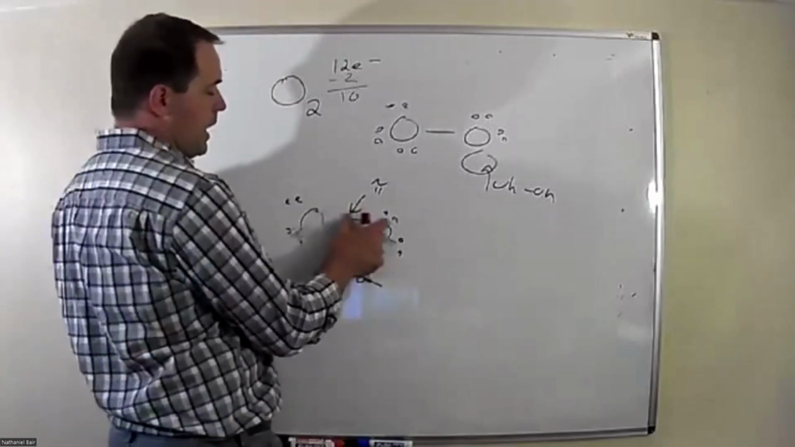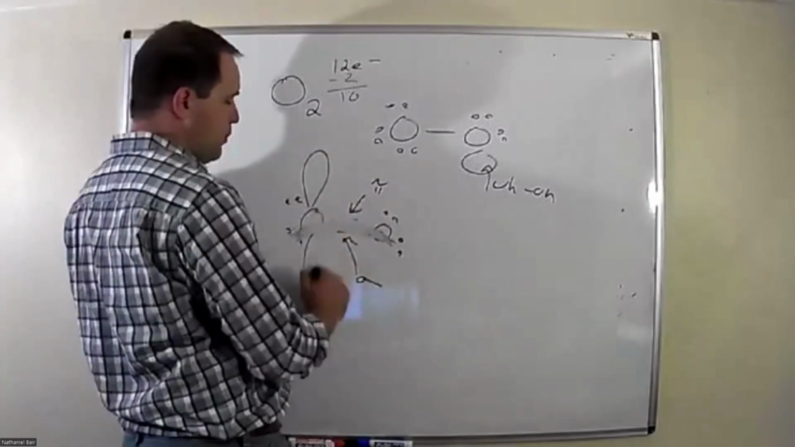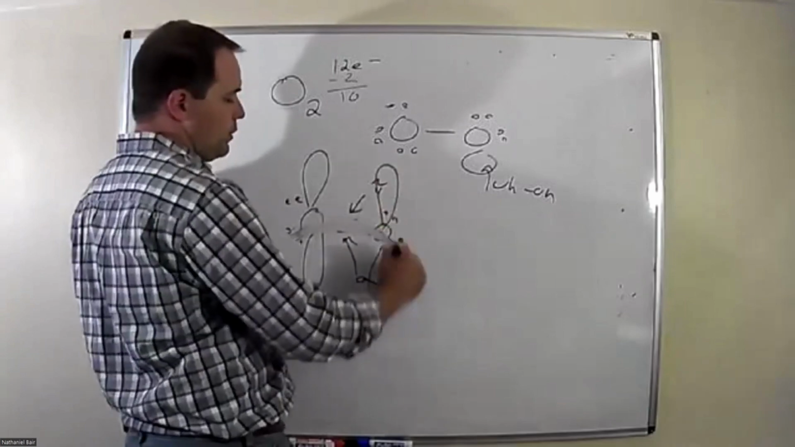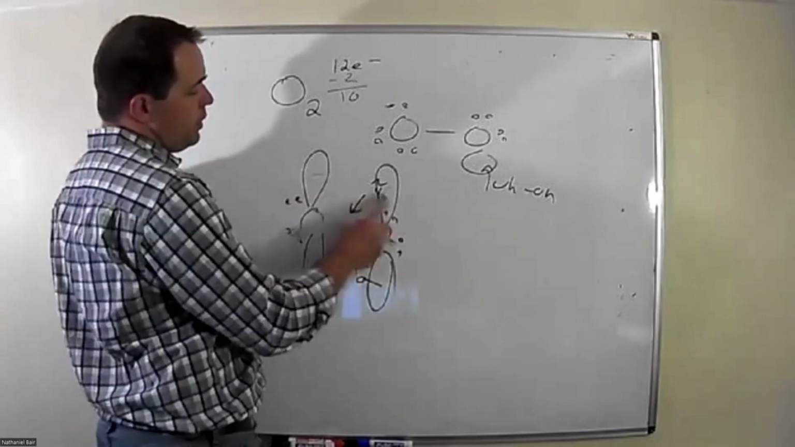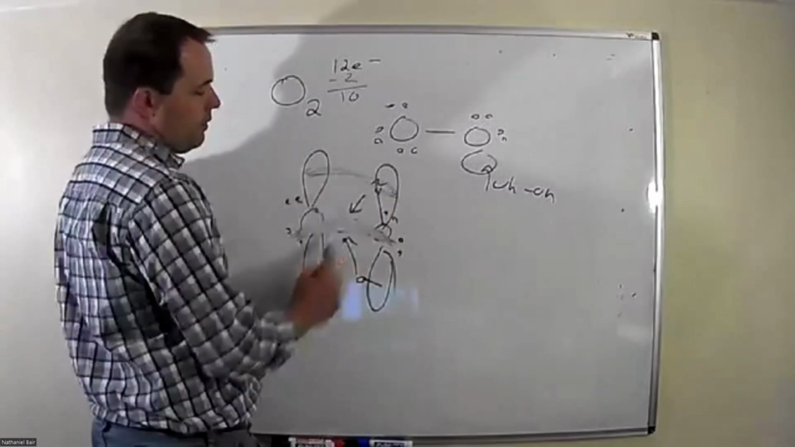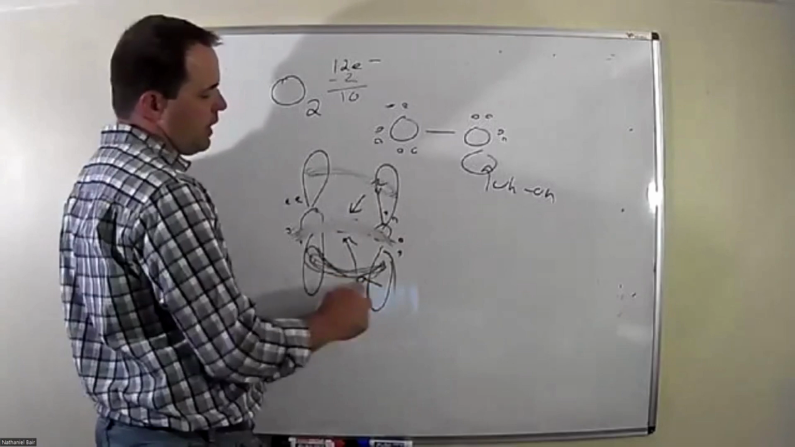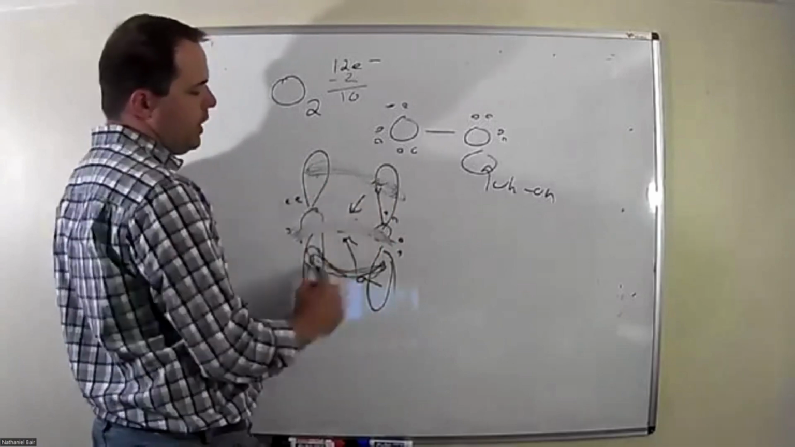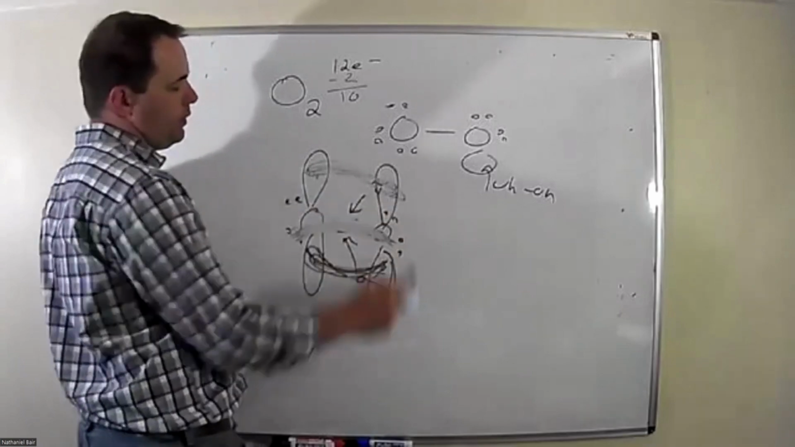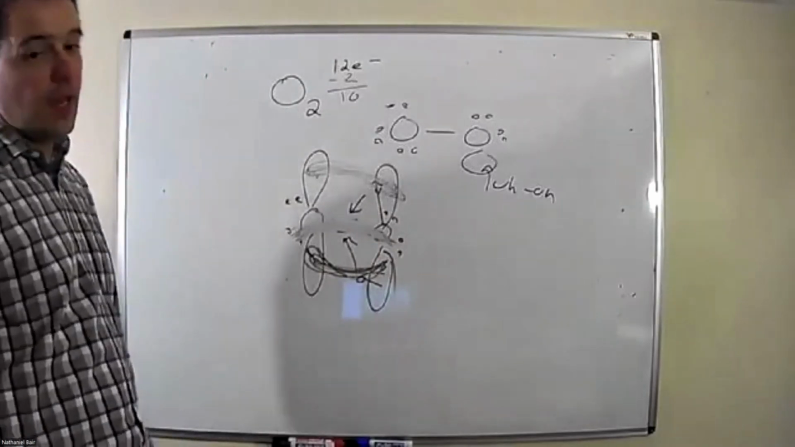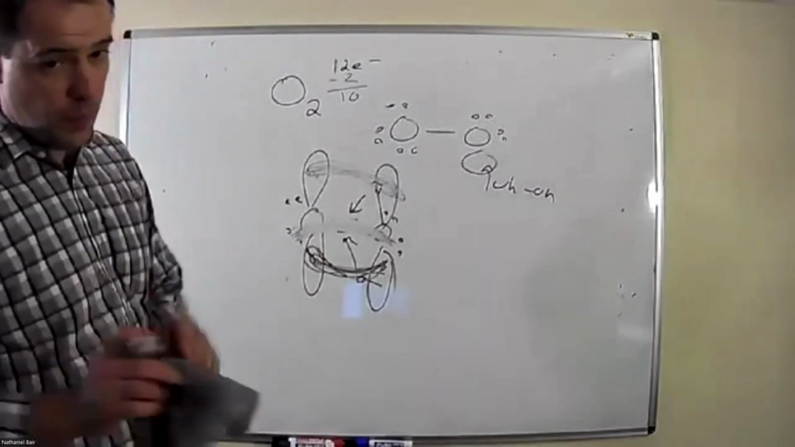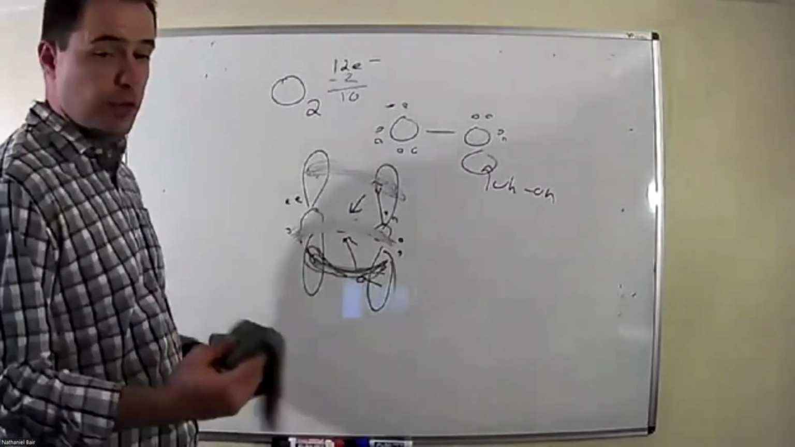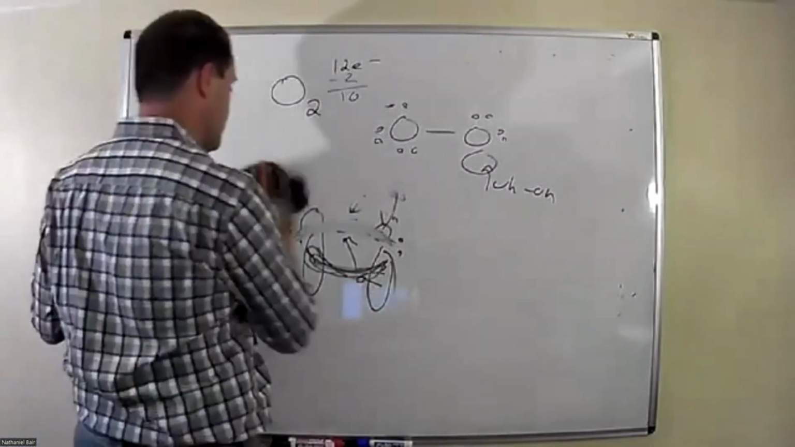A pi bond actually utilizes atomic p orbitals on the two atoms. The p orbitals are shaped like dumbbells, and it uses those p orbitals to share the electrons above and below the internuclear space. I know, that's crazy. I know what you're saying. What about a triple bond? Awesome question.